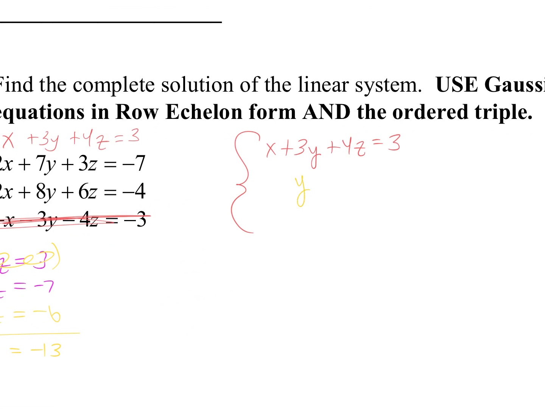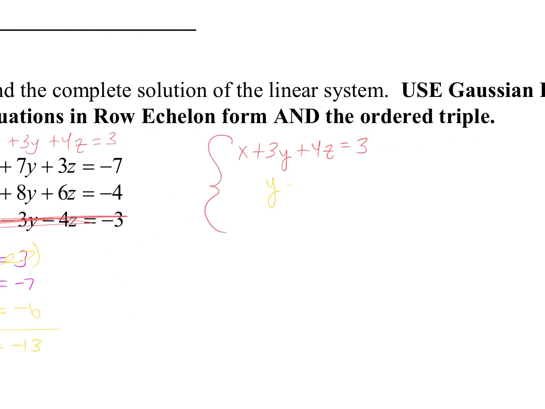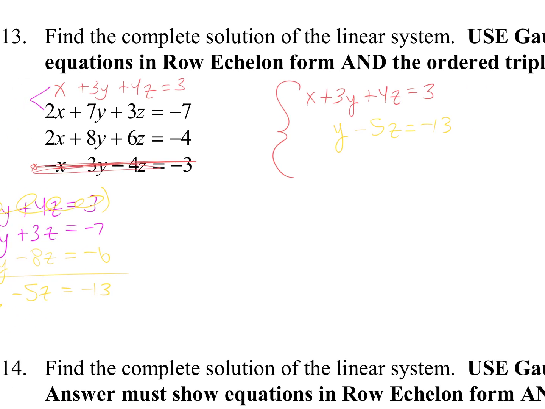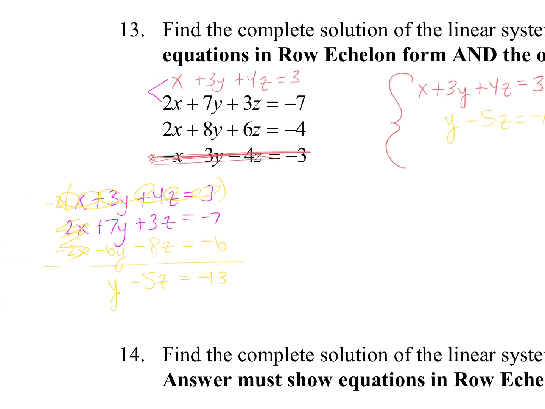Y minus 5z equals -13. Now I have to do the process all over again. I have to take 1 and 3 and eliminate what? I'm going to take 1 and 3 and I'm going to eliminate x's. So I have x plus 3y plus 4z equals 3. And then I have 2x plus 8y plus 6z equals -4.